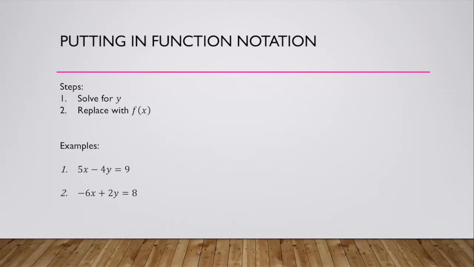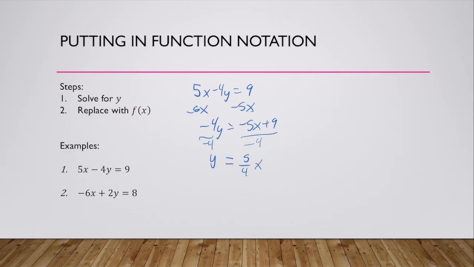So in order to write a linear equation in function notation, we need to solve for y and replace it with f of x. So for problem 1, switching back to blue, if I have 5x minus 4y equals 9, we want to solve for y, as always. Negative 4y is negative 5x plus 9. Divide both sides by negative 4. Y equals 5 fourths x minus 9 fourths. So f of x equals 5 fourths x minus 9 fourths, right?